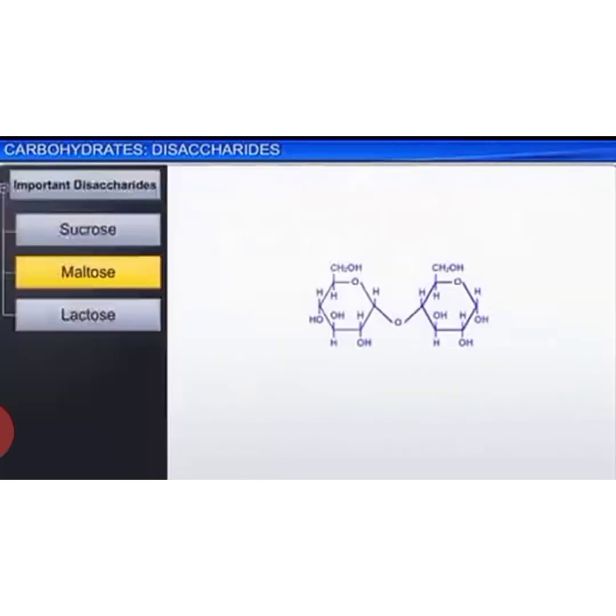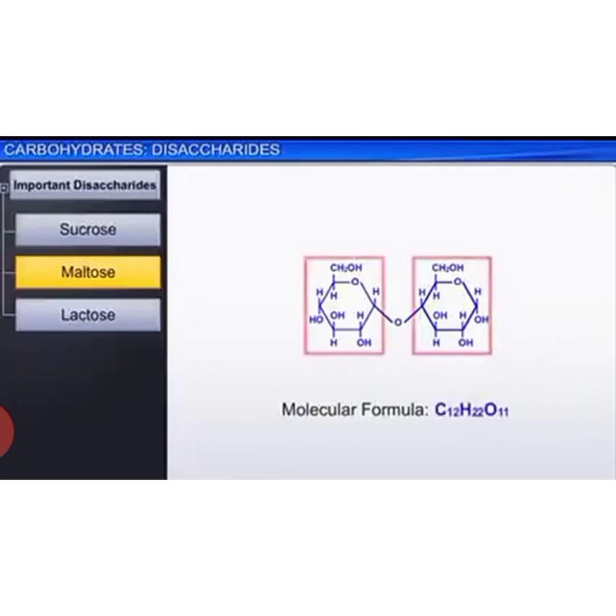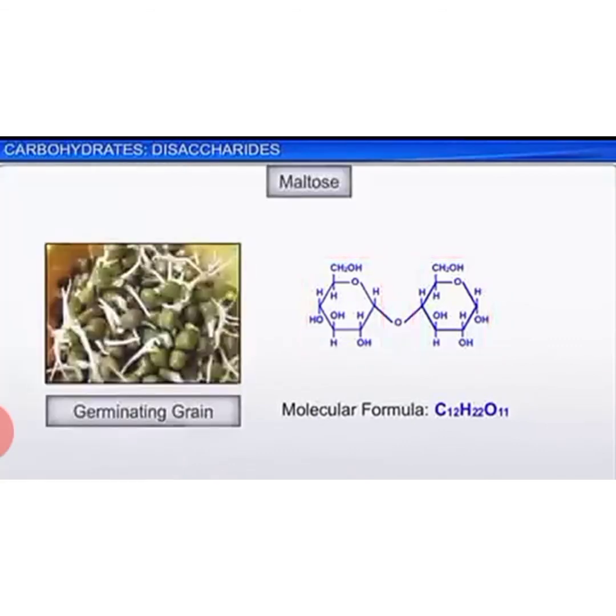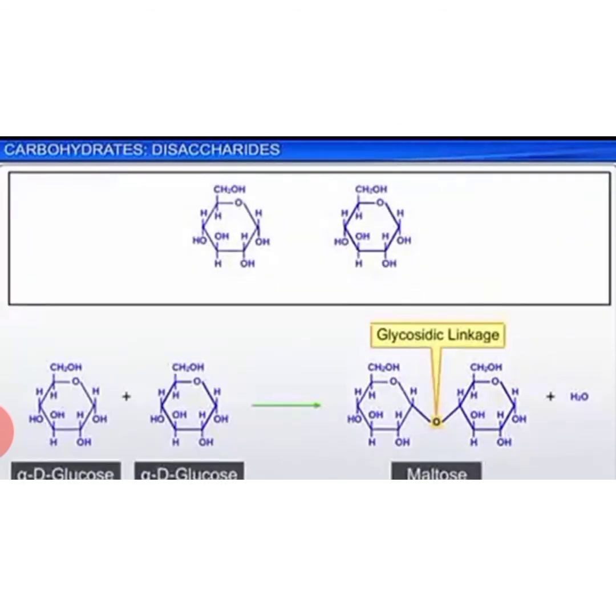Maltose is another important disaccharide which contains two glucose units. Its molecular formula is C12H22O11. It is the least common naturally occurring disaccharide. It is found in germinating grain. The glycosidic linkage in maltose is formed between the carbonyl group of the C1 of alpha-D-glucose and the hydroxyl group of the C4 of the second alpha-D-glucose.